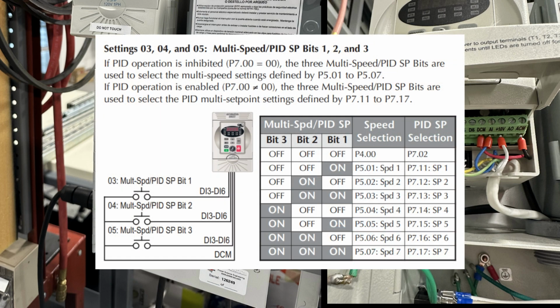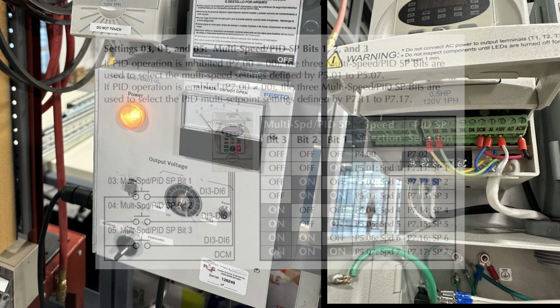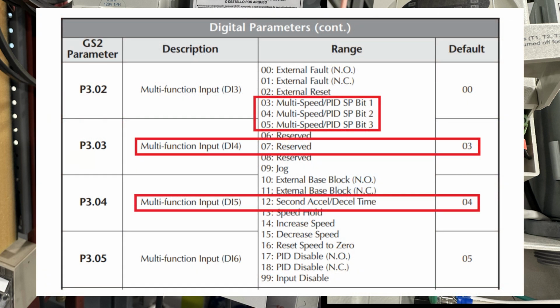Based on the manual, to select speed we need to use the DI3 to DI6 digital inputs. The combination of 3 inputs will determine the speed selection. We only need to select between 2 speeds, so we only need to use 2 inputs for bit 1 and bit 2. Going back to digital parameters, we see P3.03 to P3.05 is the setting for bit 1 to bit 3. P3.03 is the DI4 digital input set as bit 1 and P3.04 is the DI5 digital input set as bit 2.